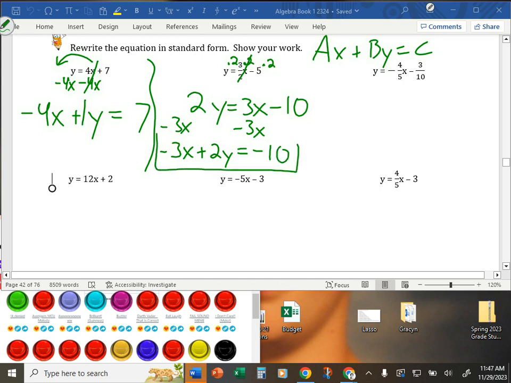And so this would be the same equation, just in a different form. If we were to graph this, it would be exactly the same. It's just written differently. Gus, hand up.